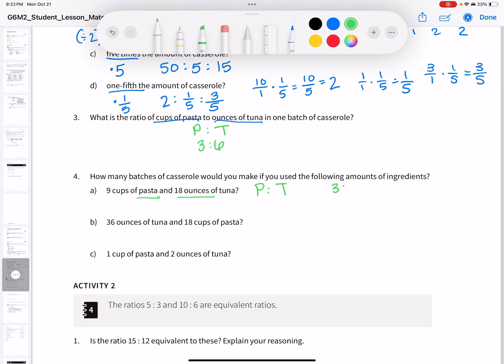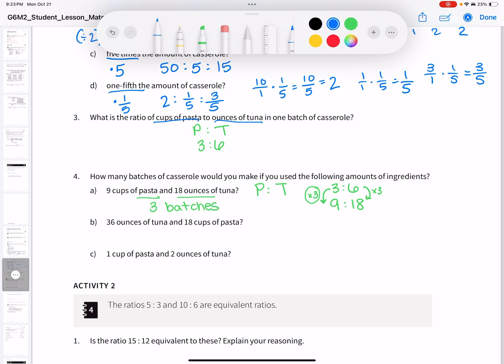Well, if our original ratio is 3 to 6 and we want to get to 9 to 18, how do we get from 3 to 9? Well, we multiply by 3. And what you do to one side, we have to do to the other. Now, if I multiply 6 times 3, does that get us 18? 6 times 3 is 18. So how many batches? Well, what did we multiply by? We multiplied by 3, so that means there are 3 batches.